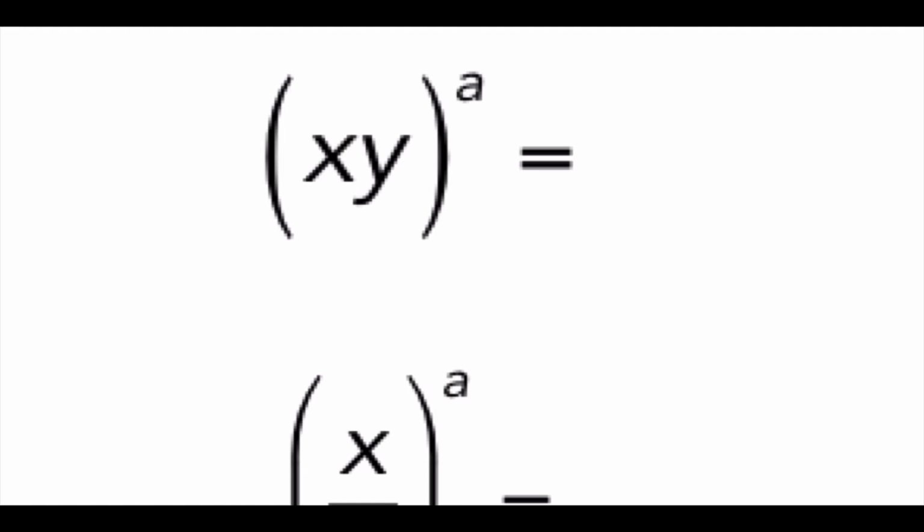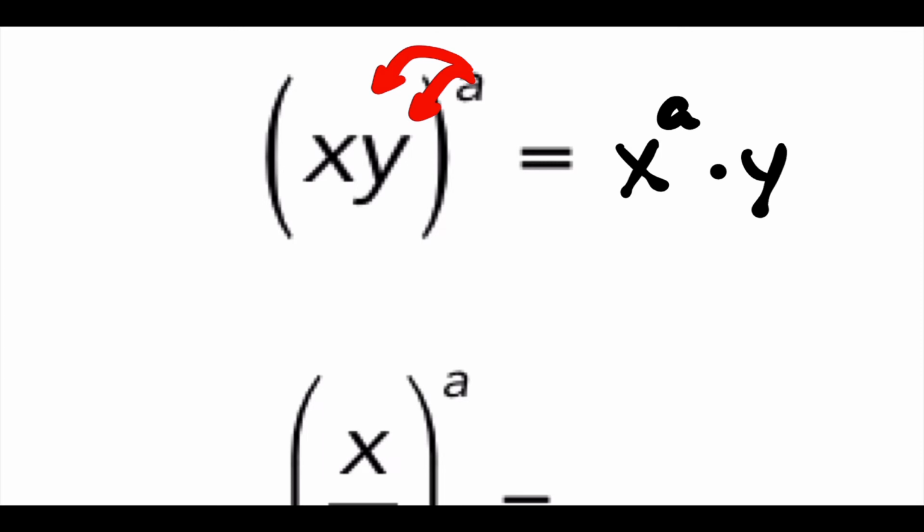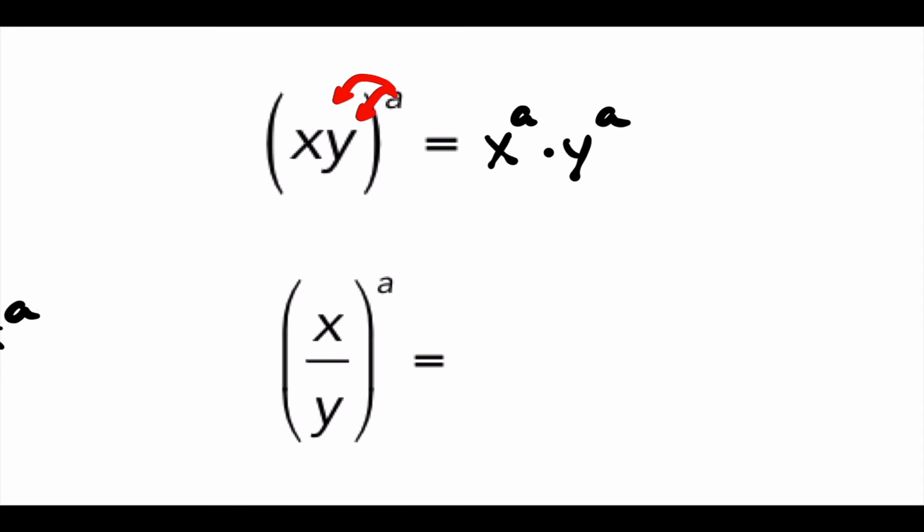I have two things inside the parentheses. They both get an A. So it's kind of like distributive property. You distribute the A to both. So X gets an A and Y gets an A. They both get the A. Same thing down here with the division. They both get an A. You distribute the A here, you distribute the A there. Everything on the inside gets the power because of those parentheses.